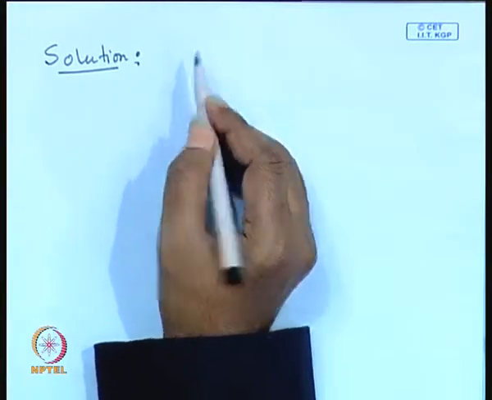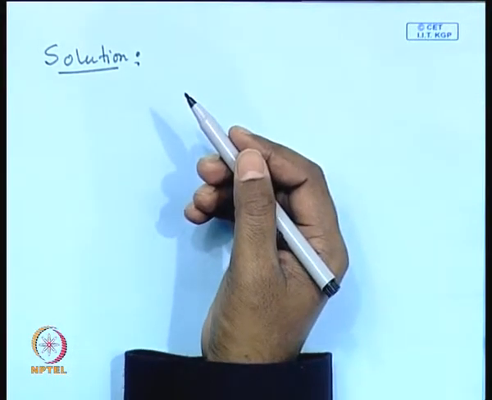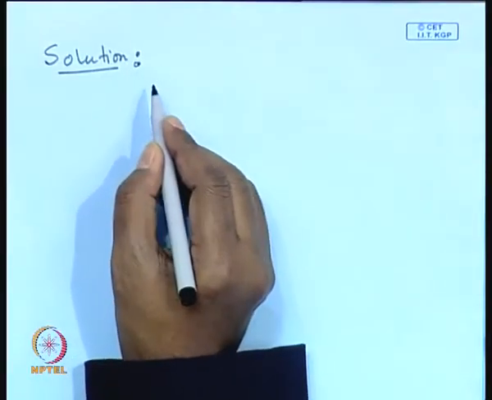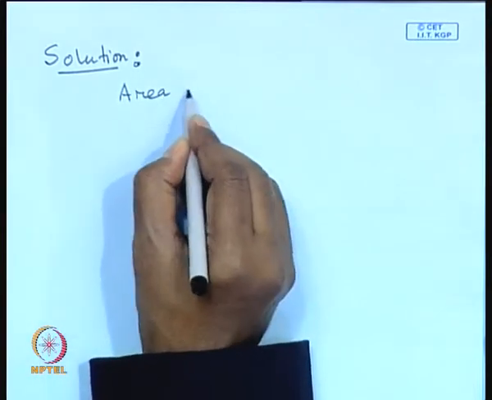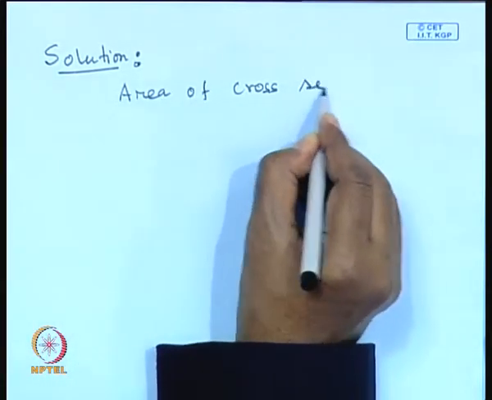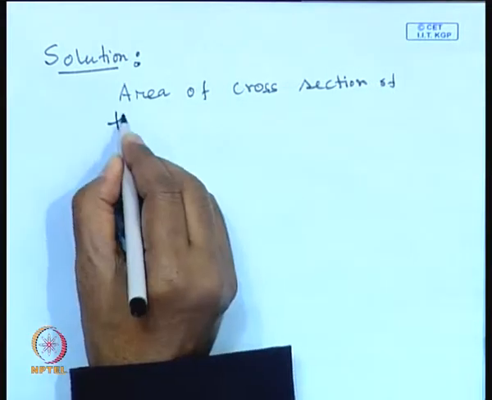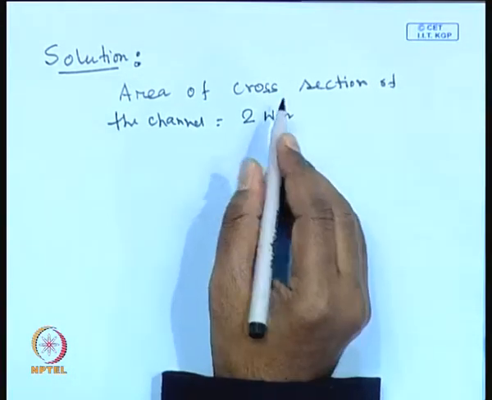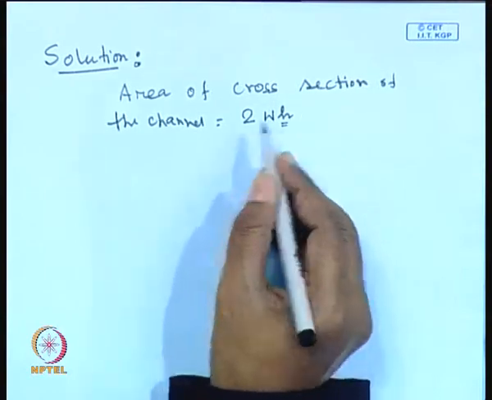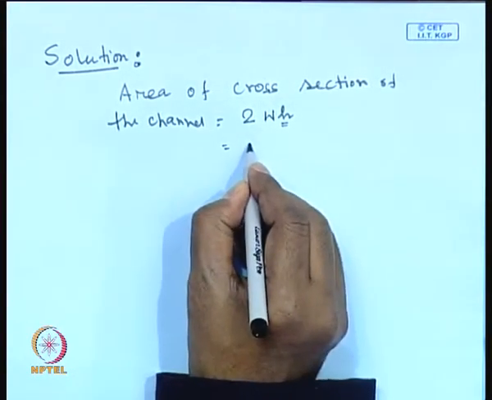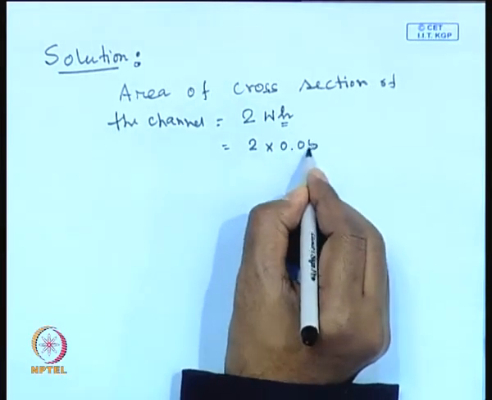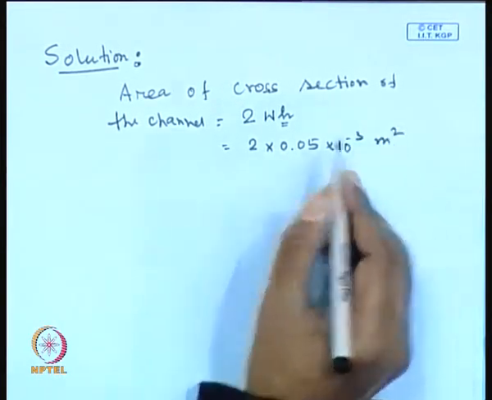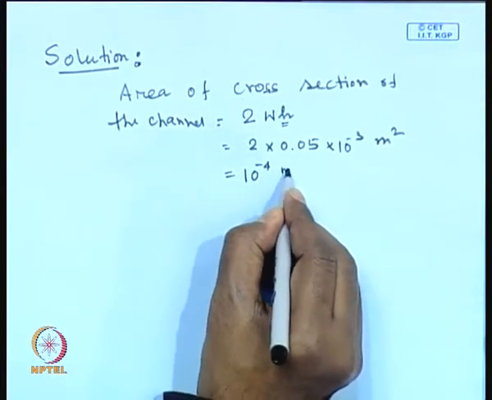First, you calculate the area, since with the flow rate we need to find out the cross flow velocity, right, in order to calculate the Reynolds number and in order to calculate the mass transfer coefficient. So, the flow rate is given, you should know the area of cross section of the channel. The area of cross section is 2 W H. Okay, this h is the half height. So, 2h is the total height, w is the width, and this turns out to be 2 into 0.05 into 10 to the power minus 3 meter square. This turns out to be 10 to the power minus 4 meter square.